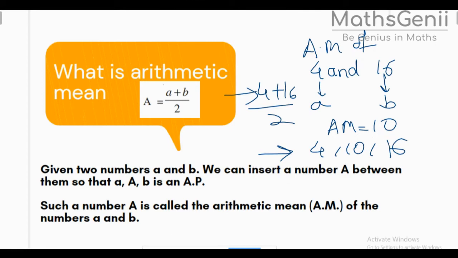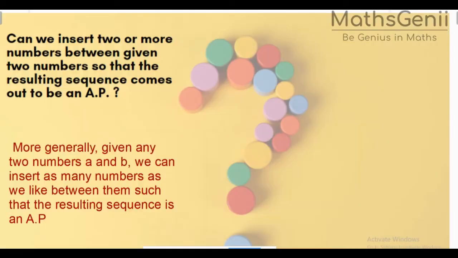So this is nothing but in AP only, correct? If you add plus 6, you will get 10. If you add plus 6, you will get 16. So it's in AP, correct? But I have a question. Can we insert two or more numbers between two numbers?